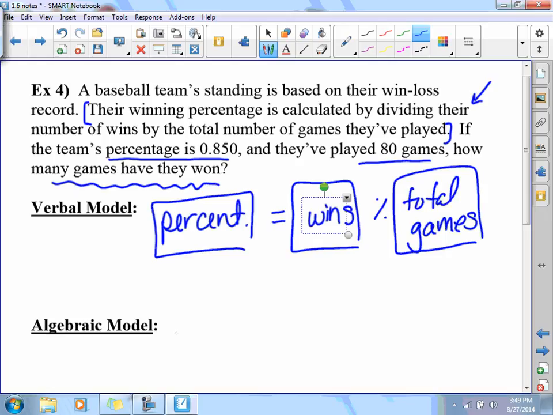So now for my algebraic model, I'm going to substitute in what I know. I know the percentage is 0.850 or 0.85. We don't know how many games they've won, so I'll just call that W. But we do know they've played 80 games total.